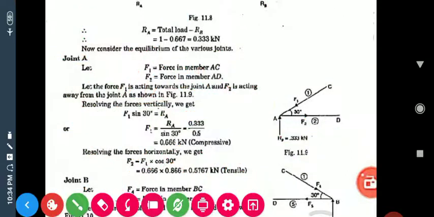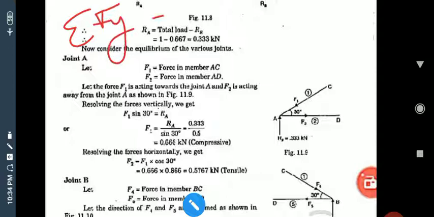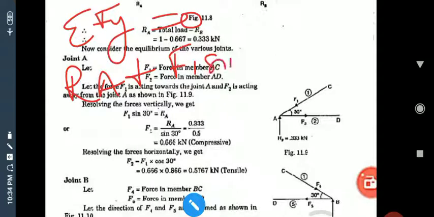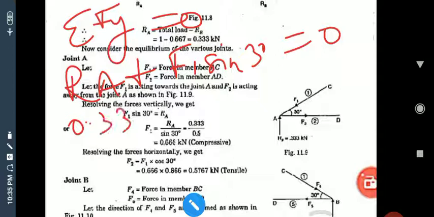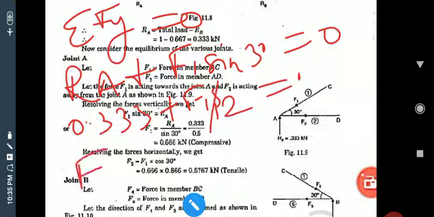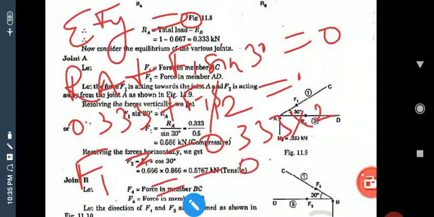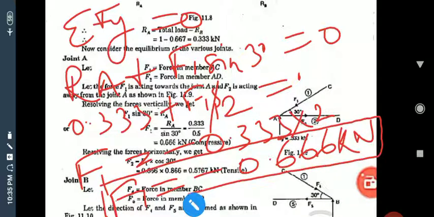So the condition of equilibrium is summation Fy equal to 0, RA plus F1 sin 30 equal to 0. We know the value of RA. What is RA? RA is 0.333, plus F1 sin 30. Sin 30 is 1 by 2, so F1 by 2 equal to 0. So what is the value of F1 obtained? F1 equals minus 0.333 into 2, that is minus 0.666 kilonewton. This is the value of F1 obtained.